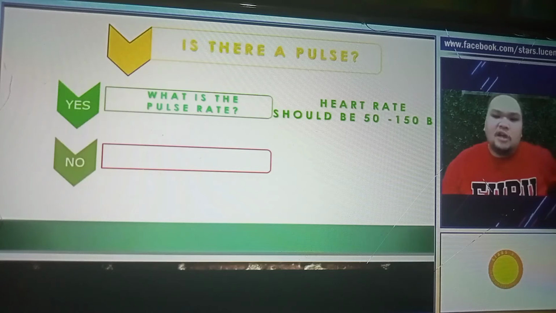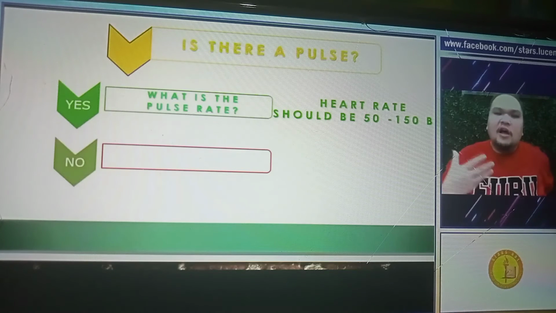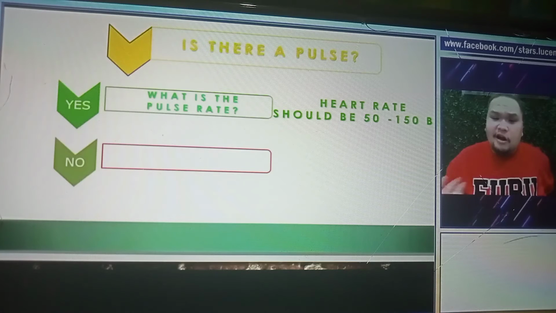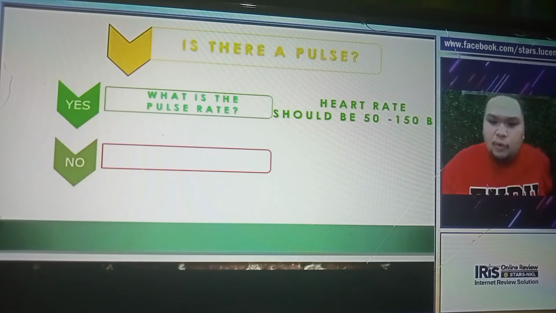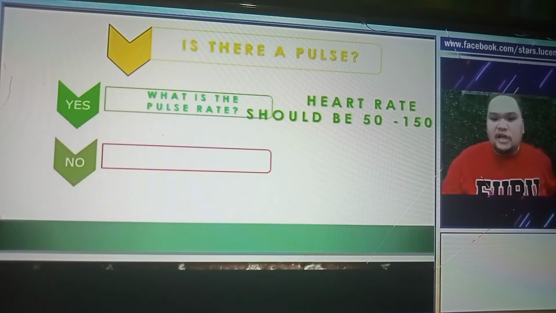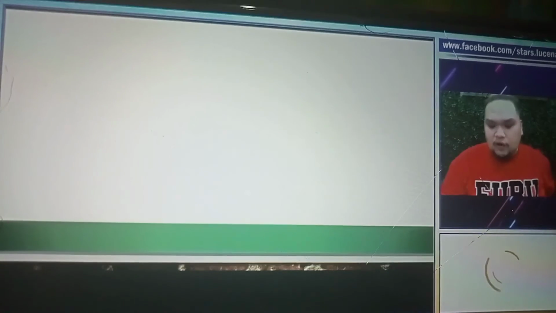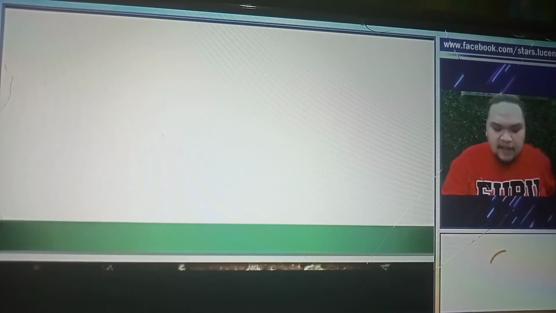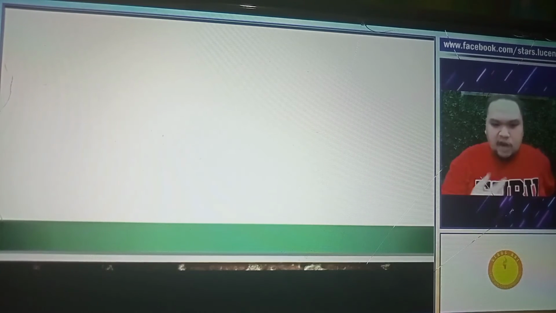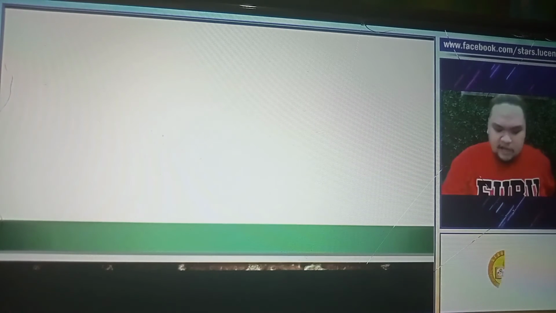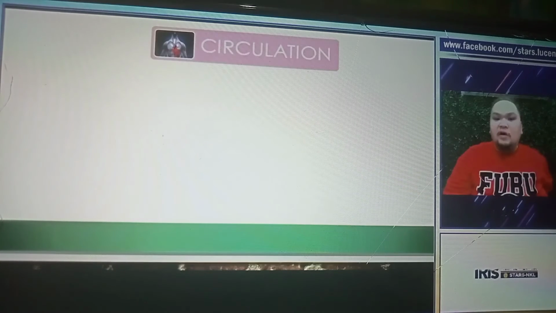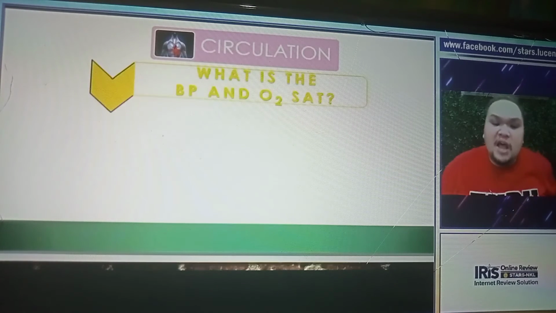Kasi ang post-immediate cardiac arrest care, immediate post-cardiac arrest care, ang heart rate should be 50 to 115 within that range. Okay? Pag no, syempre, cardiac arrest algorithm. Okay. So, ganun pa din, airway, breathing, circulation. Check the airway. Is the airway patent? Check for breathing. Is the patient breathing? Check for circulation. Ano yung chinecheck sa circulation nga ulit? Chinecheck natin doon BP and O2 SAT.